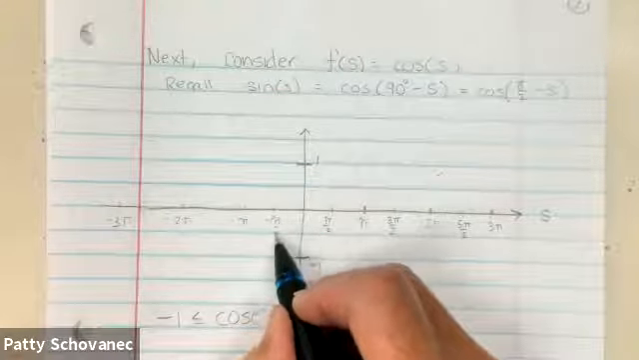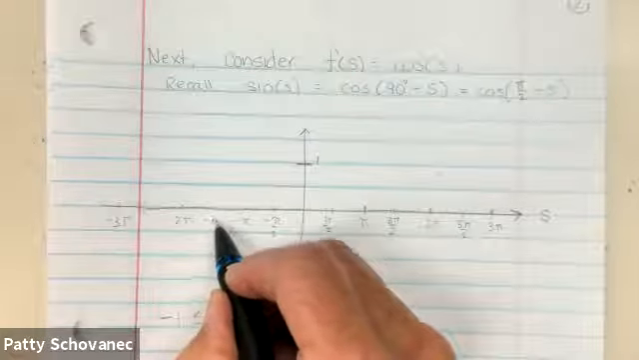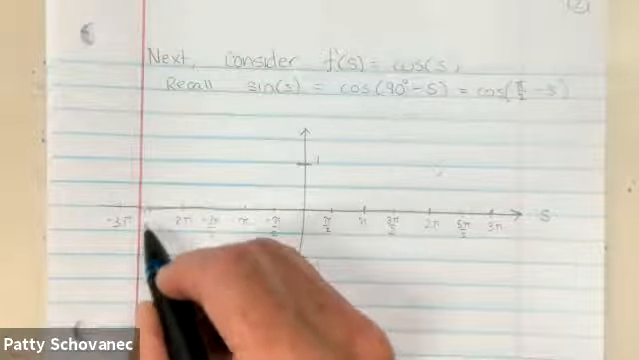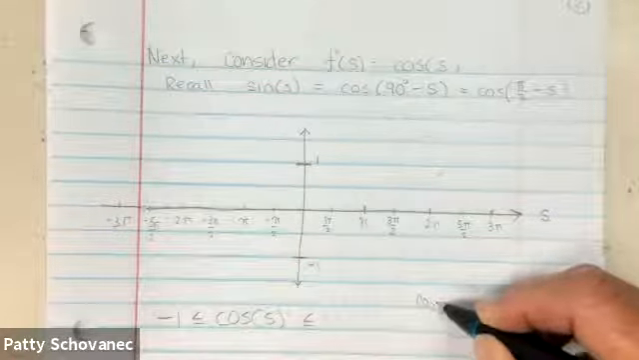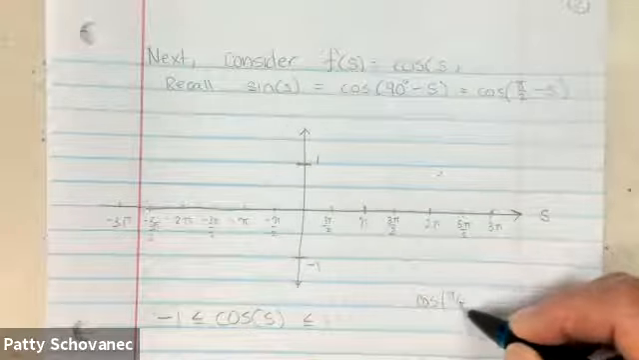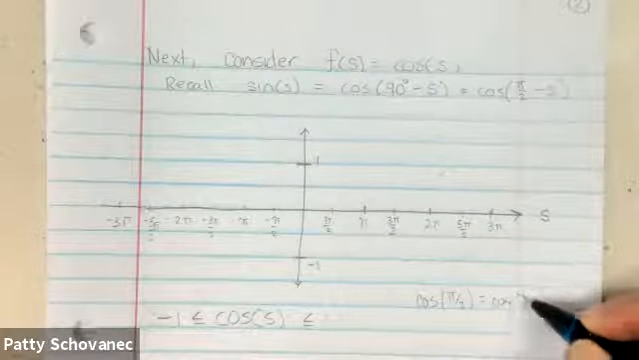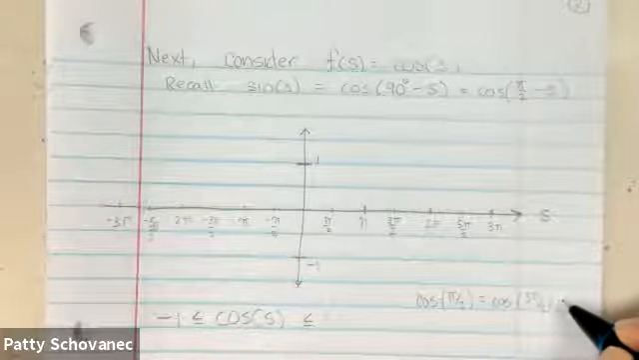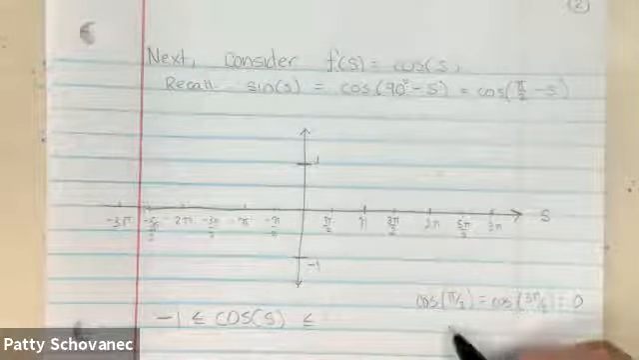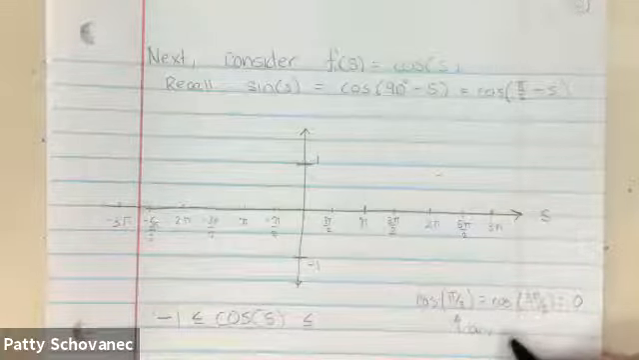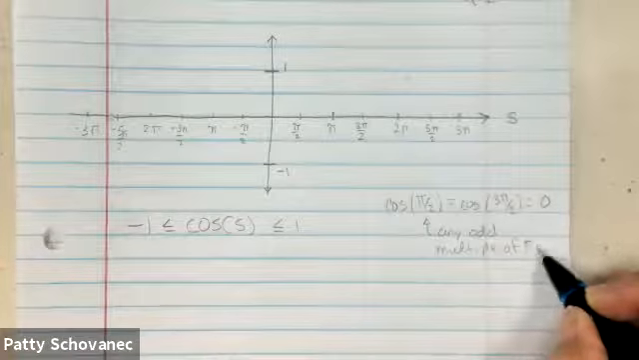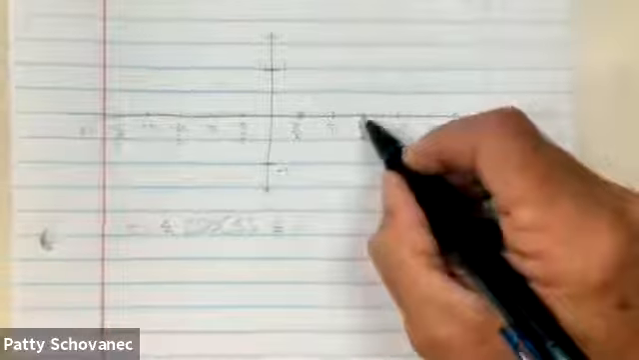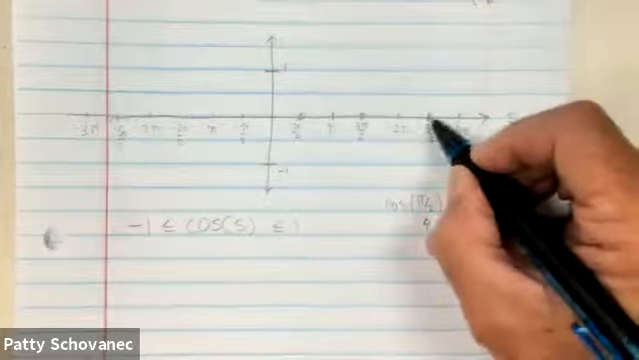So the cosine graph is going to cross at every odd multiple of pi over 2. What I'm saying is that the cosine of pi over 2 and the cosine of 3 pi over 2 are all 0. Any odd multiple of pi over 2. So those on the graph show up as the intercepts.